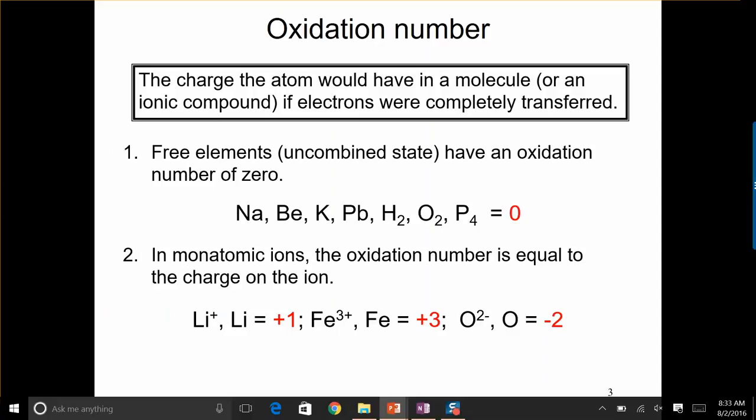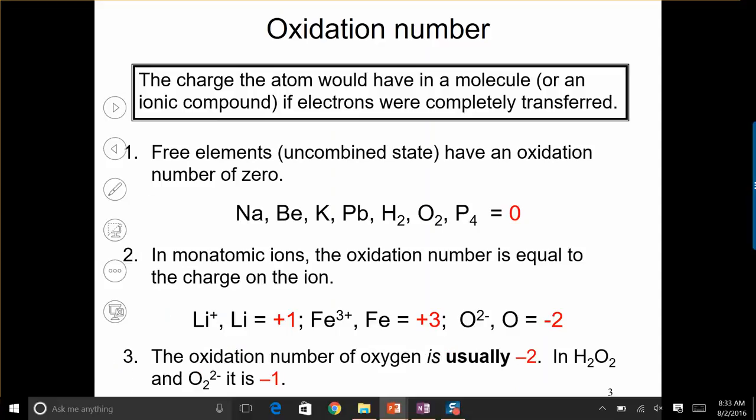Okay, that's kind of an intuitive idea. The oxidation number of oxygen is usually -2, except in hydrogen peroxide, where it's -1. Okay, so H2O2, the O2 2 minus, it is -1. Okay, but that's about the only situation. You can count on oxygen, and you need to. You have to count on oxygen being -2.